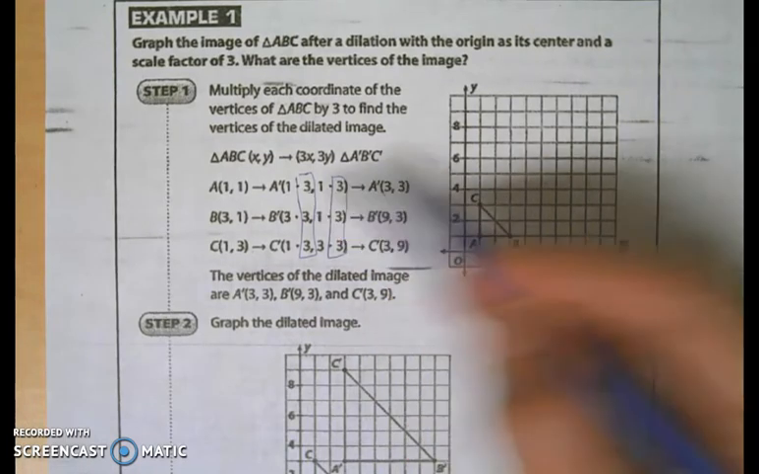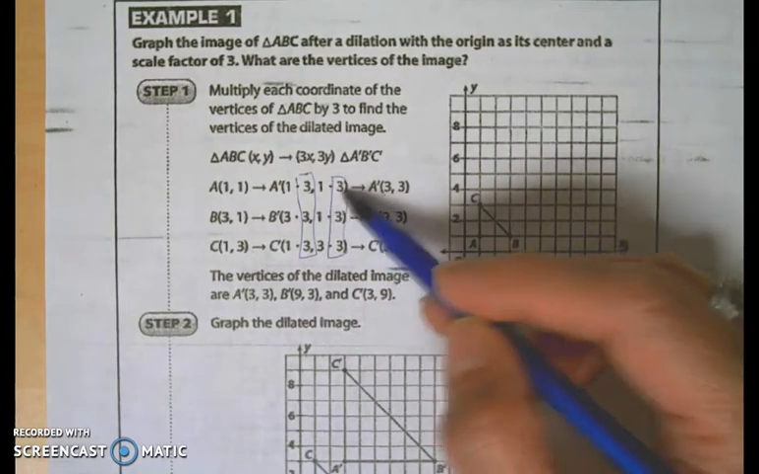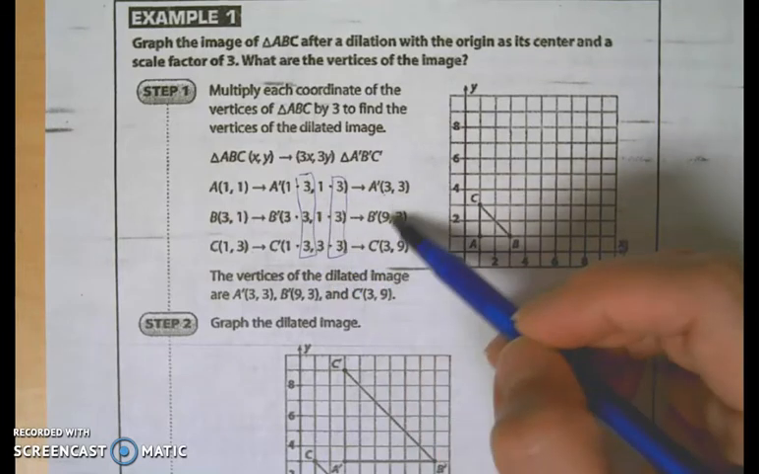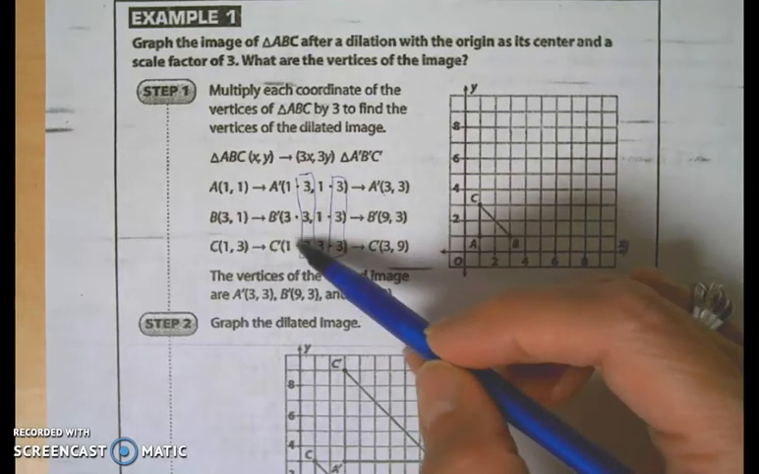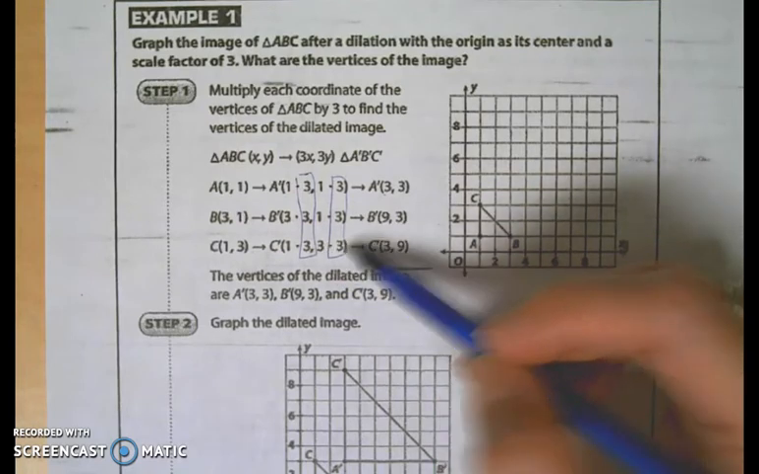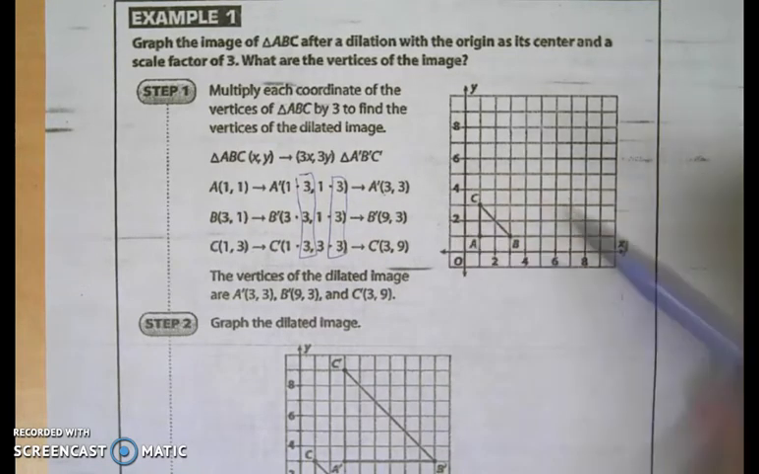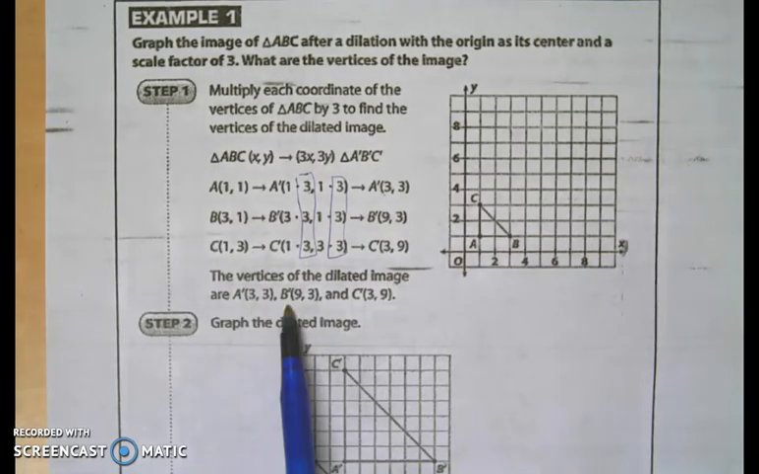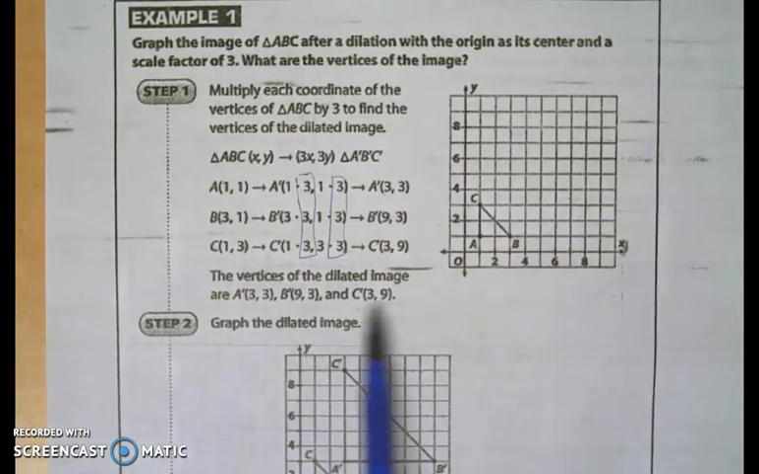A prime becomes 1 times 3, comma 1 times 3, which is 3, 3. B prime becomes 3 times 3 and 1 times 3, which is 9, 3. And C prime becomes 1 times 3, 3 times 3, which is 3, 9. The vertices of the dilated image are A prime 3, 3, B prime 9, 3, and C prime 3, 9.